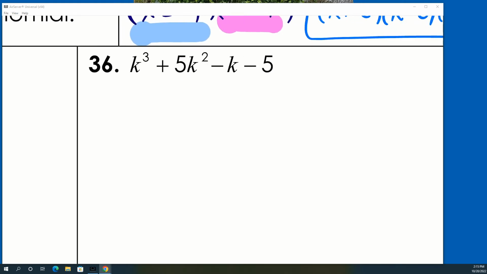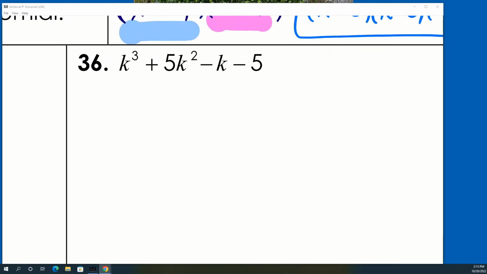Okay, let's look at the next one. So 4 terms, so we're going to group them and then factor out a common factor.